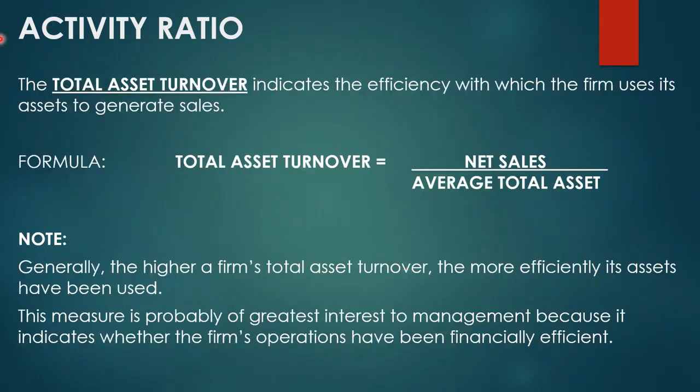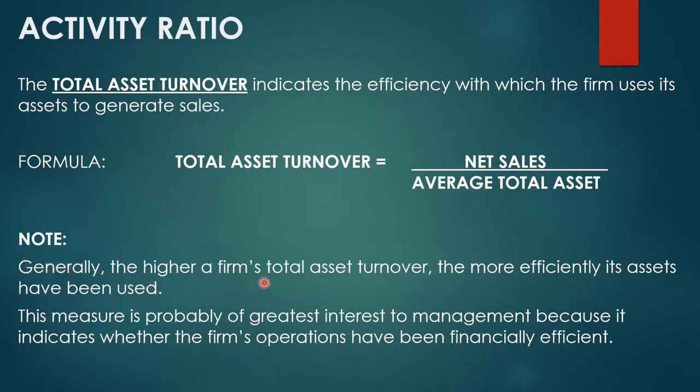Now, total asset turnover naman tayo. Total asset turnover indicates the efficiency with which the firm uses its assets to generate sales. So, ang pinapakita lang nito, gaano kagaling ang company sa pag-utilize, sa paggamit ng assets nito, kung saan yung pag-utilize at paggamit ng assets nito is used to generate sales. Yun yung pinapertain ni total asset turnover. So, ang formula niya, total asset turnover equals to net sales over average total asset.